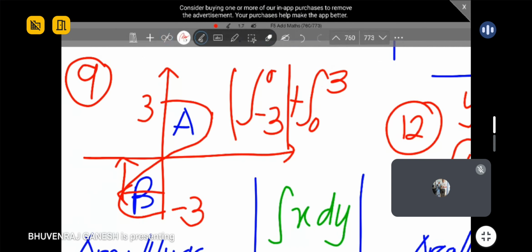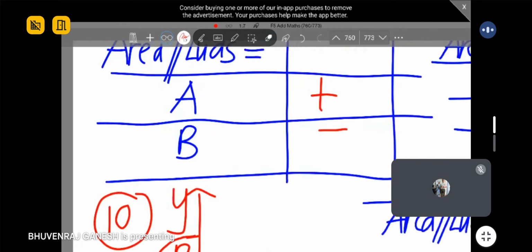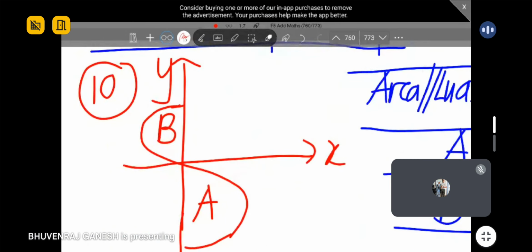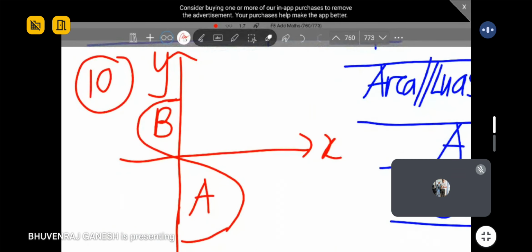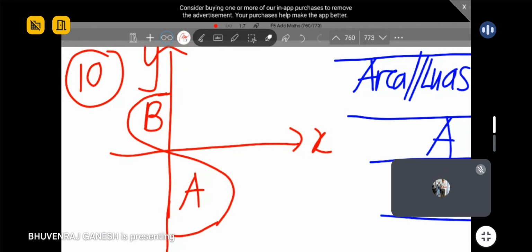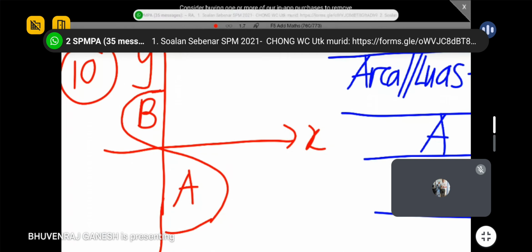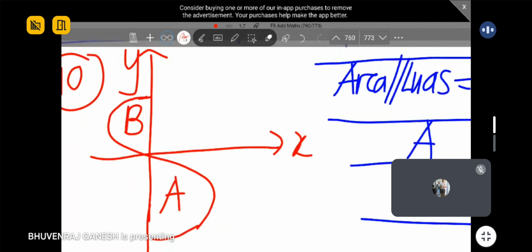Alright? So make sure you know how to identify. Okay? Alright. So third last question, question 10. I changed the graph again. Okay, so now I think all your minds are already flexible, right? Semua minda dah very flexible with this kind of question already. So try and see this one for A first.